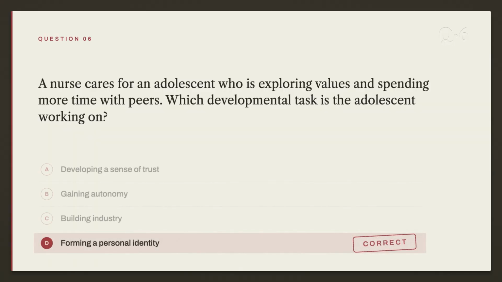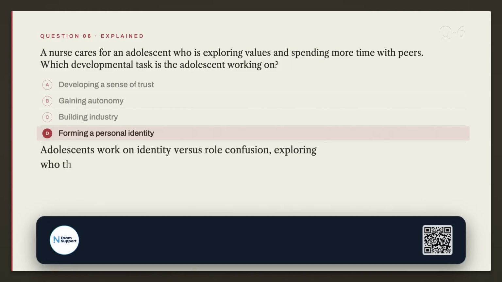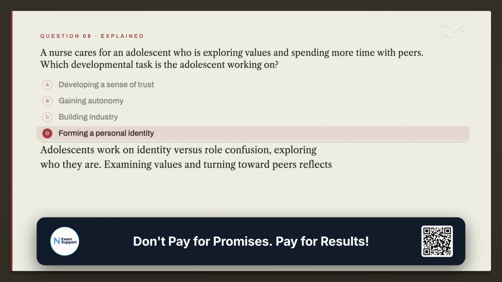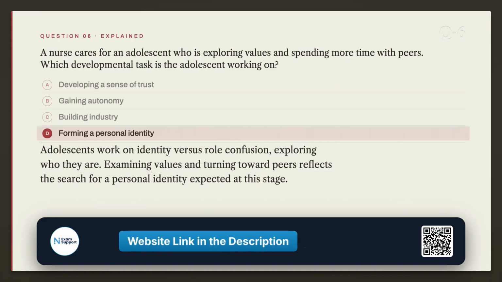The correct answer is D. Forming a personal identity. D is correct because adolescents work on identity versus role confusion, exploring who they are. Examining values and turning toward peers reflects the search for a personal identity expected at this stage.